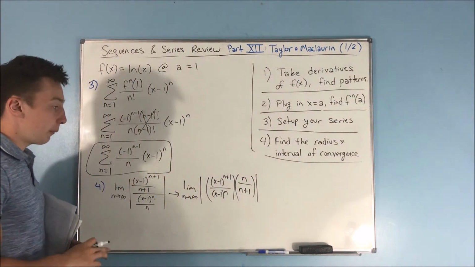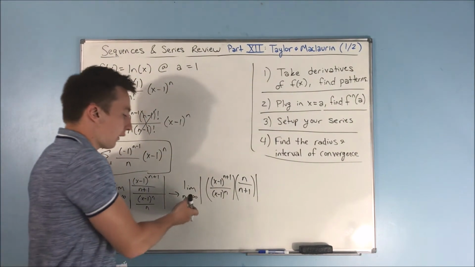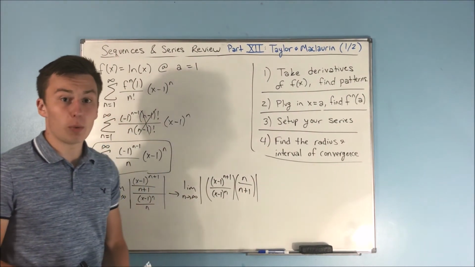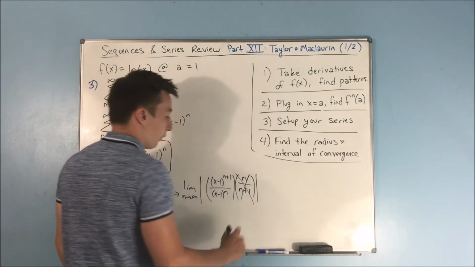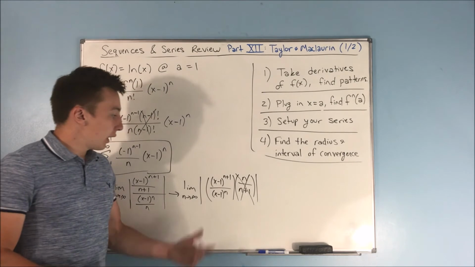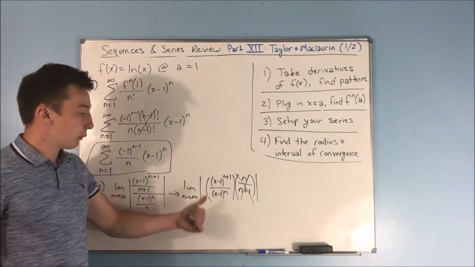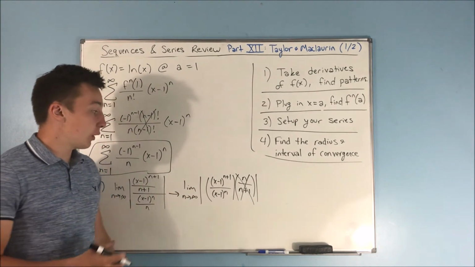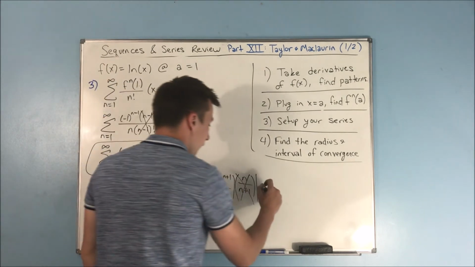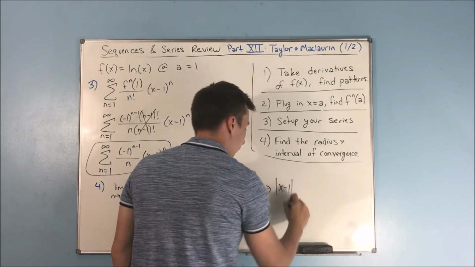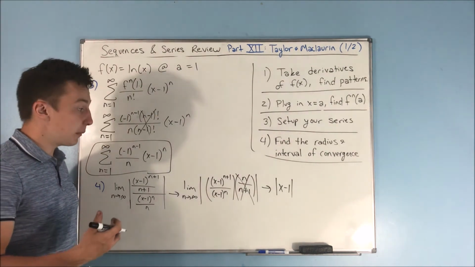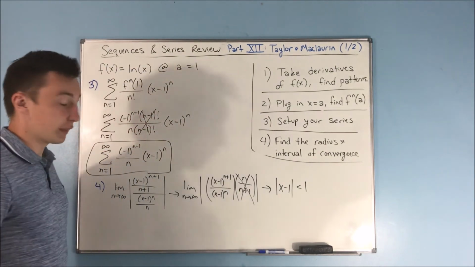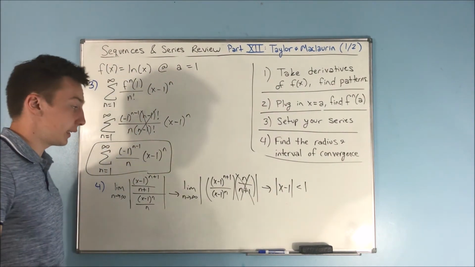We know that we can take the limit of each of these separately. The limit of n over n plus 1 is just going to be 1, so we can get rid of that. We now have (x minus 1) to the n plus 1 over (x minus 1) to the nth power. When we divide that out, we subtract the exponents, and that's just going to be x minus 1. So we end up getting the absolute value of x minus 1. Now, for the series to be convergent, this needs to be less than 1. That's what the ratio test says.